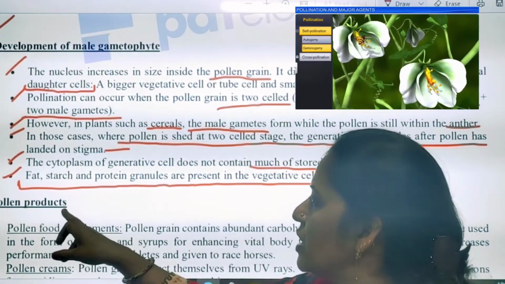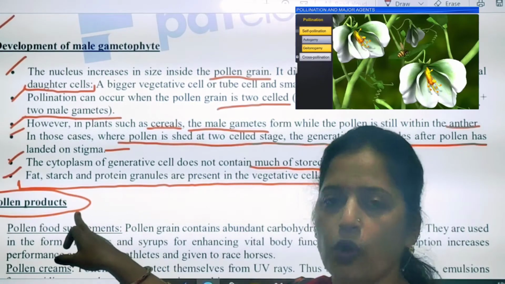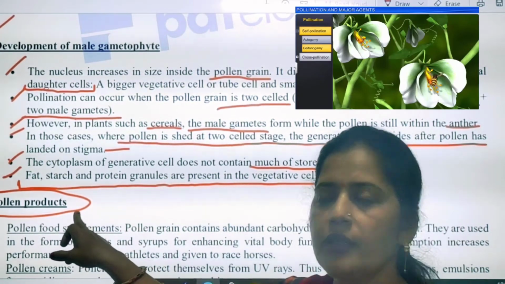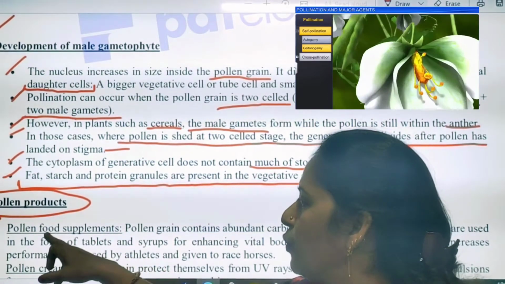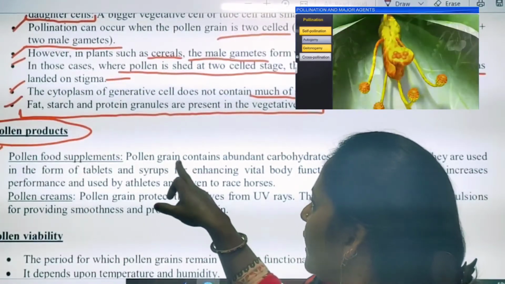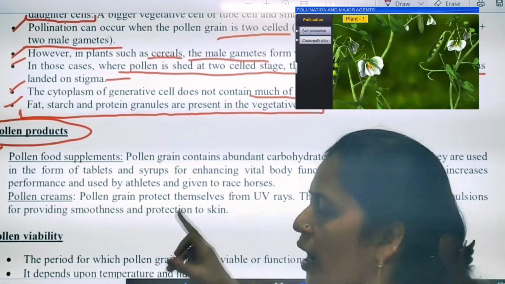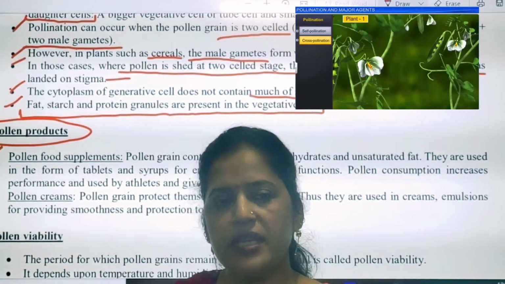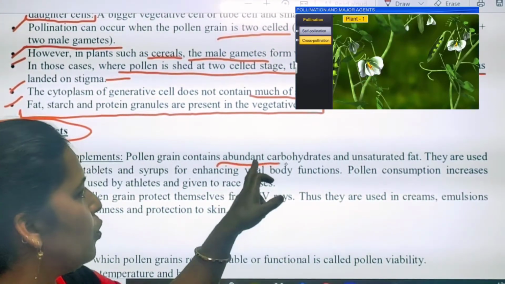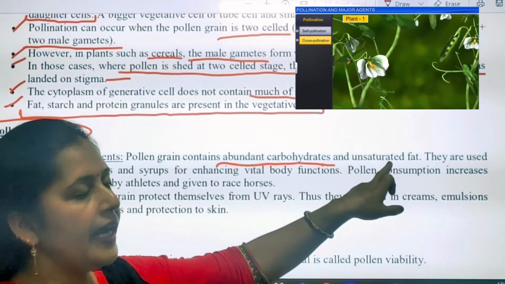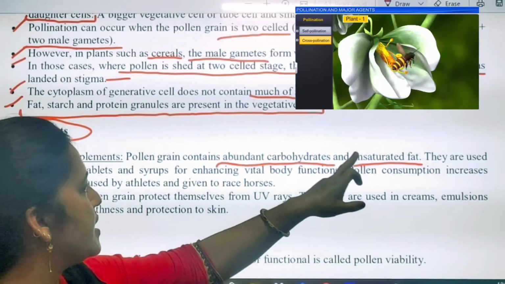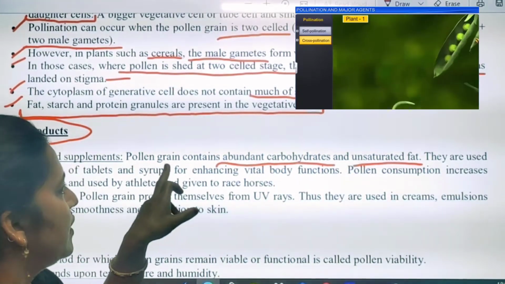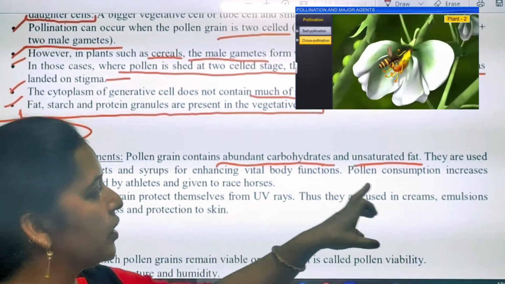Our next important topic is the pollen products. What do you mean by pollen products? First is pollen food supplements. Pollen grains contain abundant carbohydrates. At that time they contain much more abundant carbohydrates and unsaturated fats. That means abundant carbohydrates and unsaturated fats are present in the pollen grains.